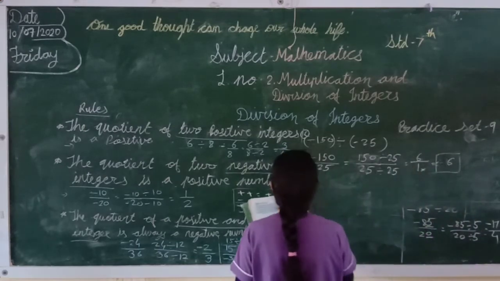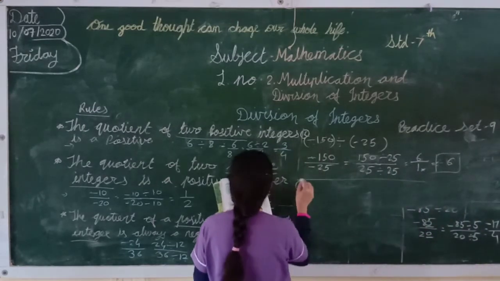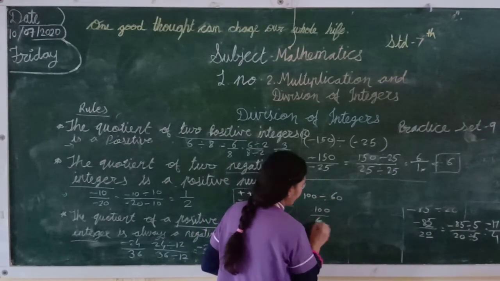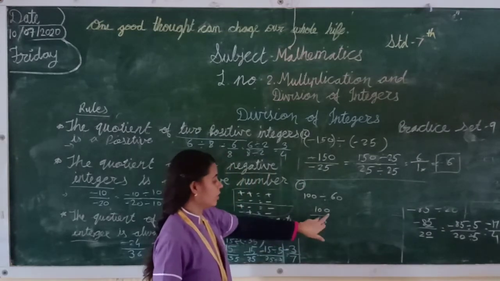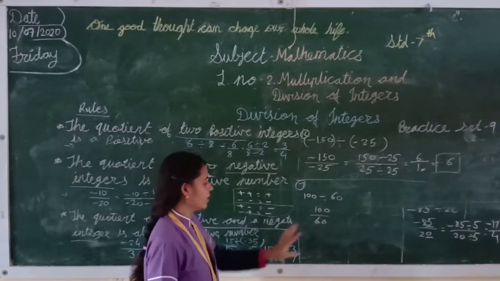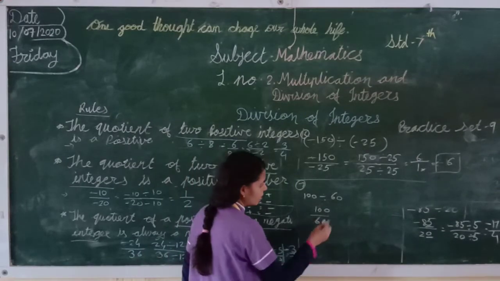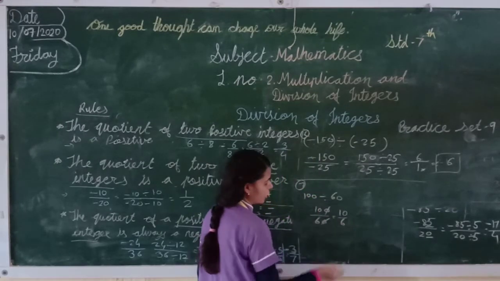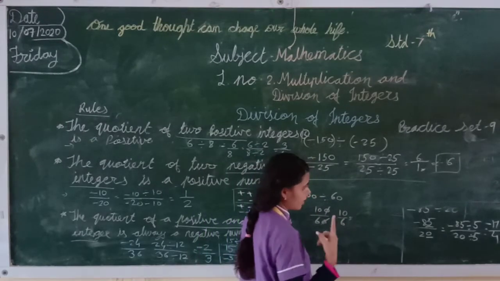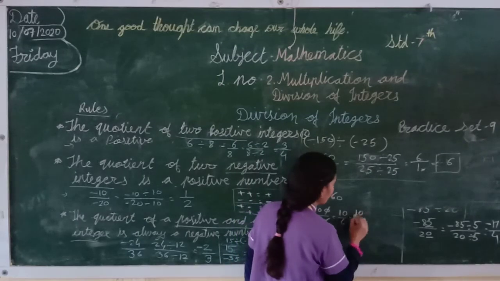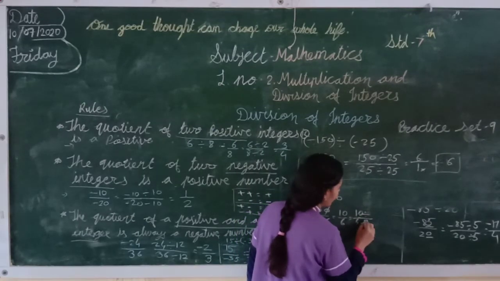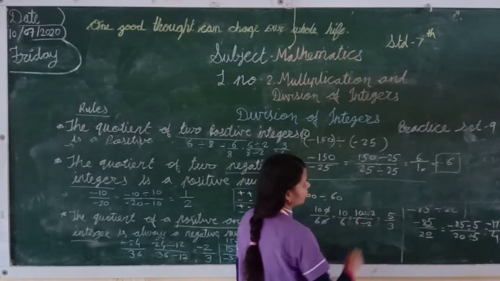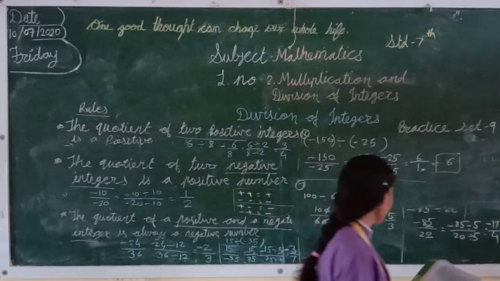Now student next one. 700 divided by 60. Students, when the unit place is 0, it is easier if you cut the 0. Now what is 10 and 6? Both numbers come in the same table. Which one? 2. So we will divide by 2. 2 5s are 10 and 2 3s are 6. I hope students you understood.